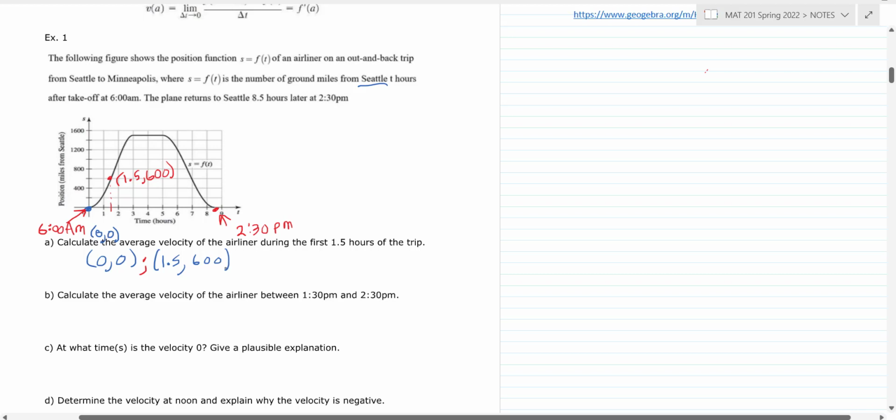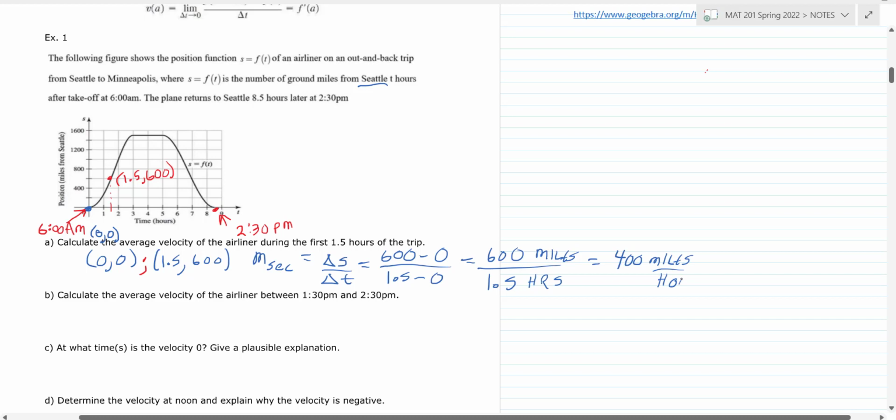So what you're going to do is the average velocity, which is really just the slope of a secant line. So we're going to do the change in the displacement over the change in time. The displacement would be 600 minus 0. The change in time is 1.5 hours. So you end up getting 600, and that would be in miles, over 1.5 hours. Then you can calculate that on your calculator. 600 divided by 1.5 is 400 miles per hour. So that would be your average velocity during that first 1.5 hours of the trip, okay?